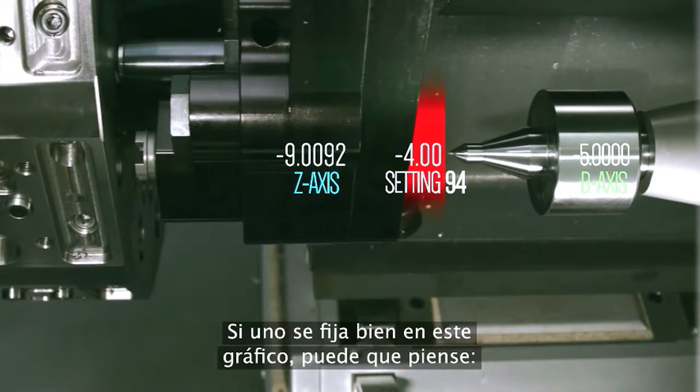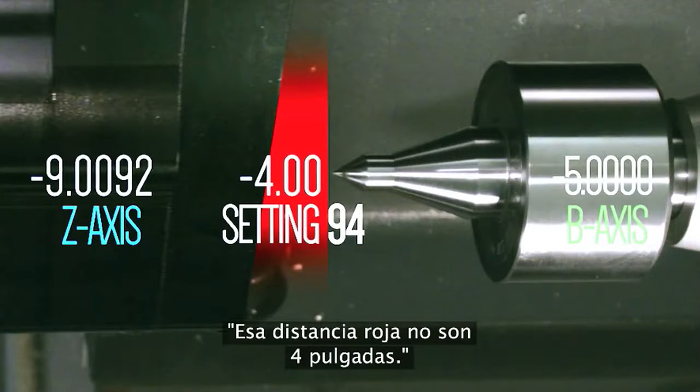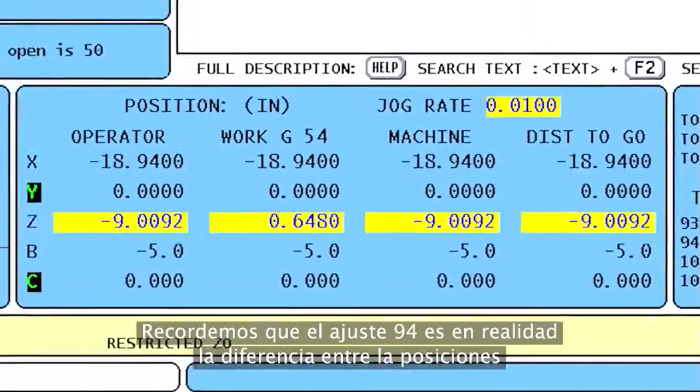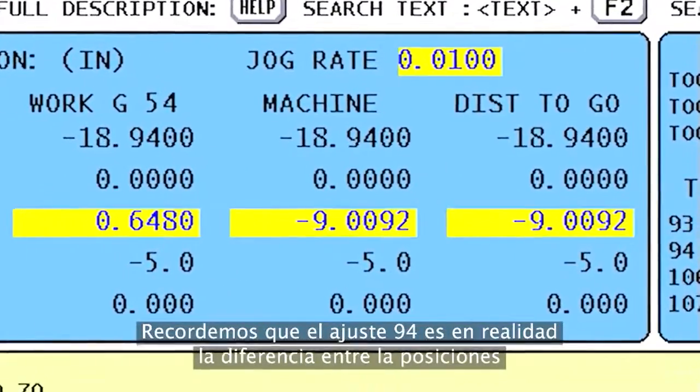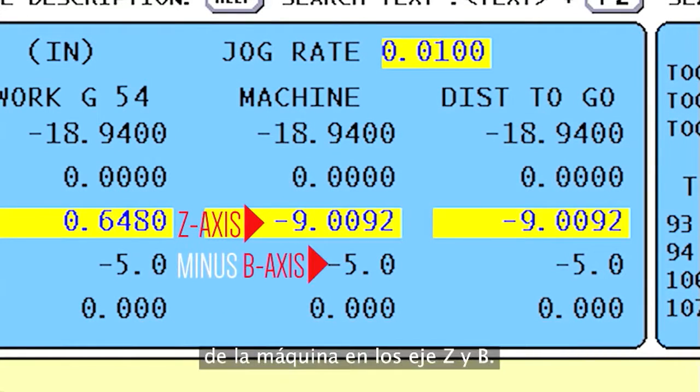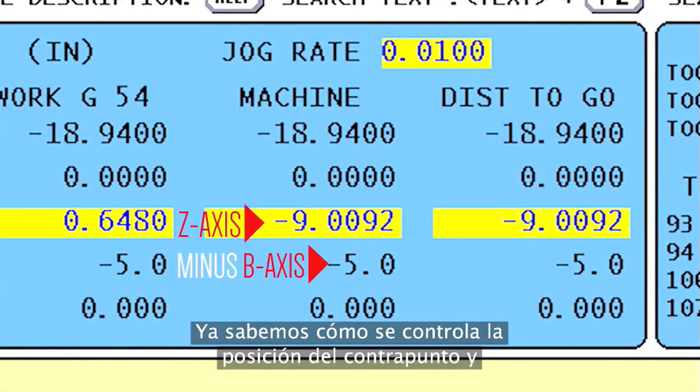When you take a closer look at this graphic, you might say, well, that red distance is obviously not 4 inches. Remember, setting 94 is actually the difference between the z-axis and the b-axis machine positions. So we know how to control the tailstock's position and protect it from crashing. We're ready to clamp our part. But one question remains: how much tailstock pressure should we use?